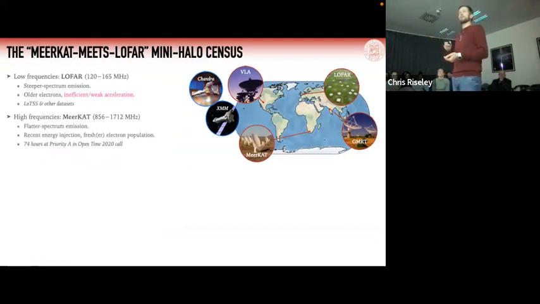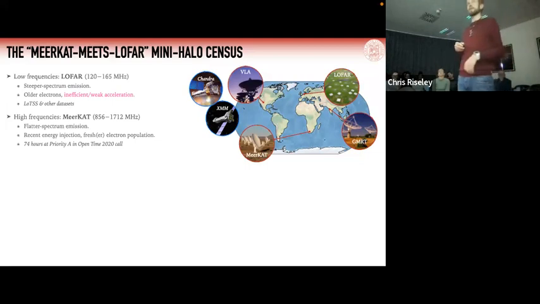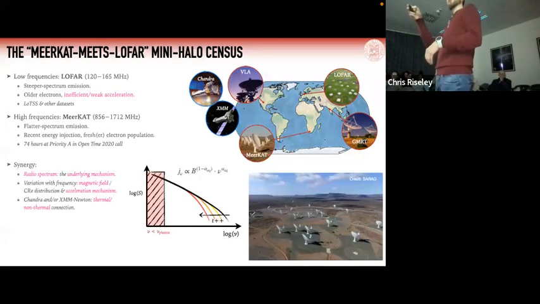Going to low frequencies with LOFAR allows us to get access to older electrons, inefficient or weak acceleration processes. We use data from LOFAR surveys plus a few other sources. Higher frequencies with MeerKAT gives us access to fresher electron populations, and I was awarded 74 hours at priority A time a few years ago. And we supplement this with other data sets like GMRT and VLA where possible. There's MeerKAT in South Africa. And we supplement with Chandra and XMM where possible for the thermal window.